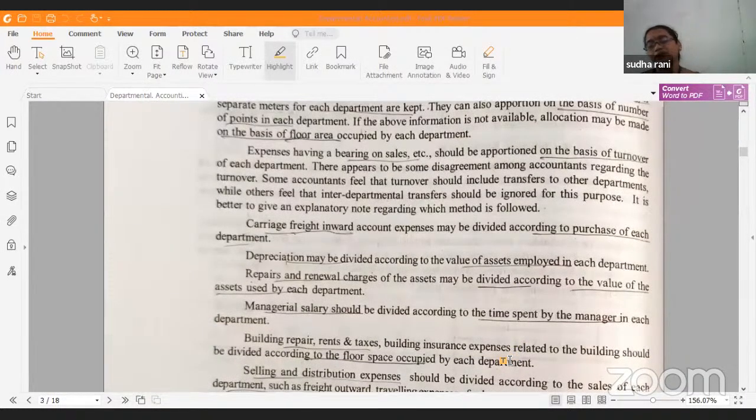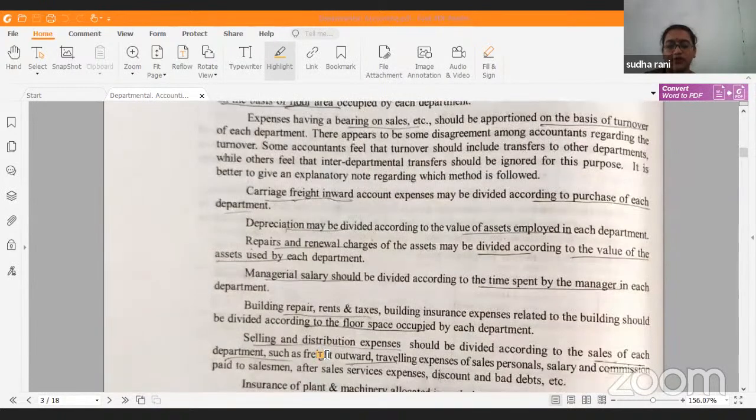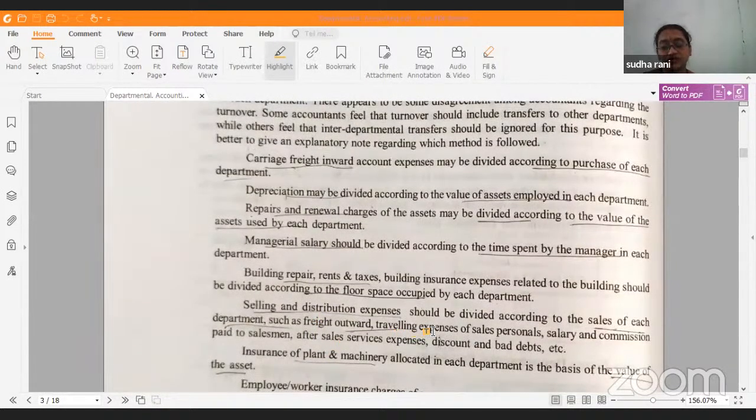Salary. Generally, if they have a separate manager for each department, we allocate department wise. If the entire store has only one manager, then the manager's salary should be divided according to the time spent by the manager in each department. For all three departments with only one manager, we consider the number of hours he spent to allocate. The next one, building, based on the floor area occupied. Selling and distribution, based on sales.